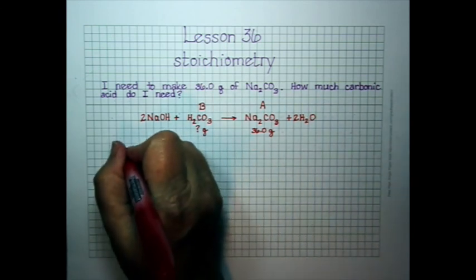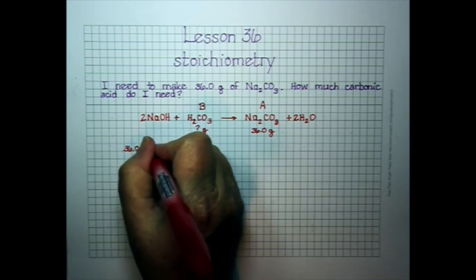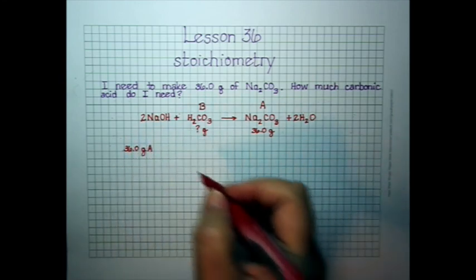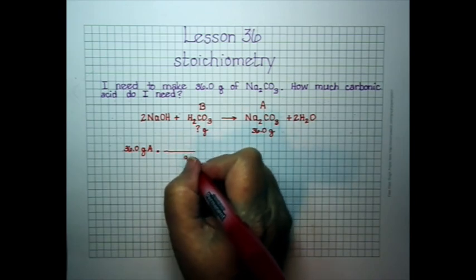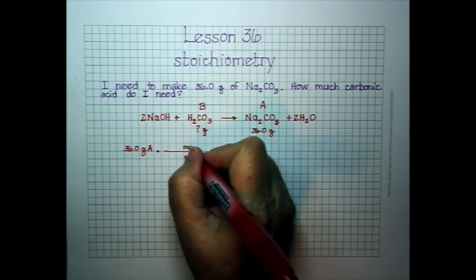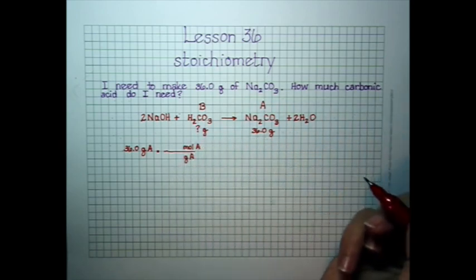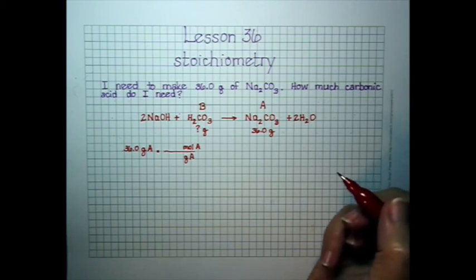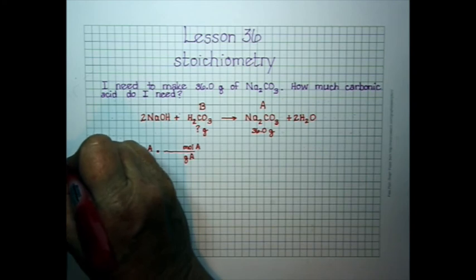We know that we have 36 grams of substance A. The first unit multiplier is going to get us out of grams of A and put us into moles of A. And in order to do that, I need the molar mass. So I'm going to come over here to the side and do a quick calculation of the molar mass.